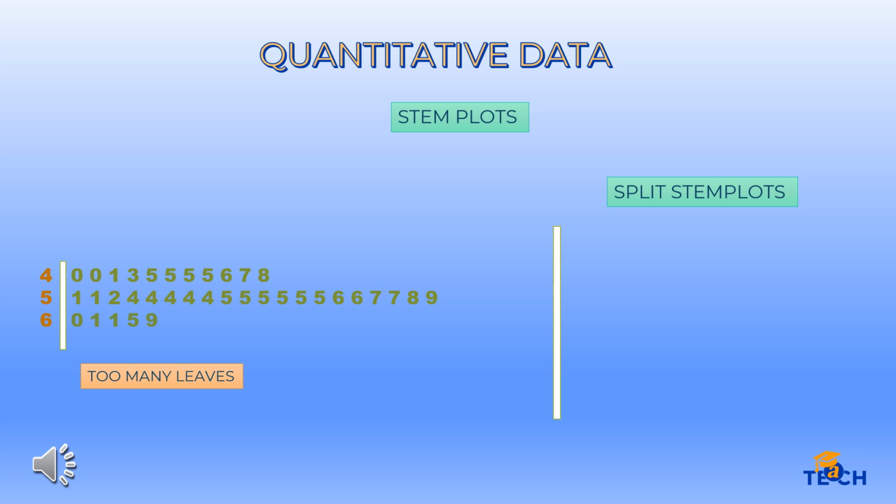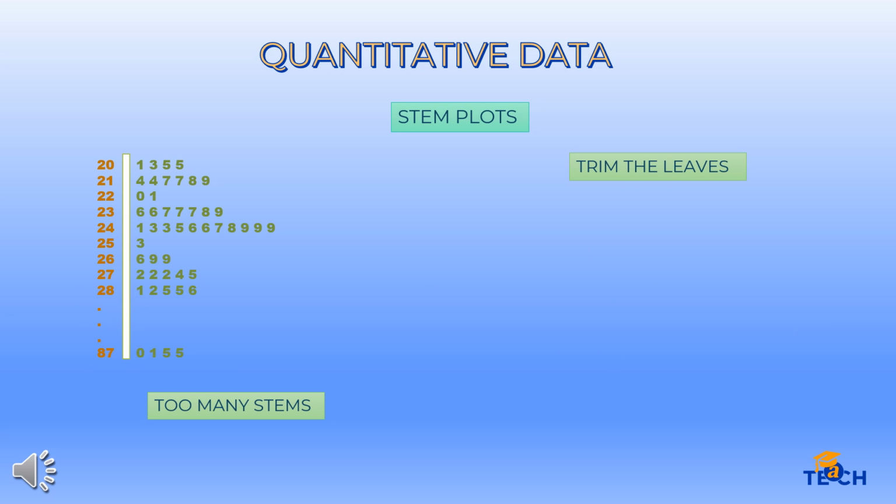To split the stems, we need to duplicate each stem. The first stem will run from 0 to 4, which corresponds to these values. And the second stem will run from 5 to 9, that corresponds with these values. The same logic can be applied to the rest of the stems.